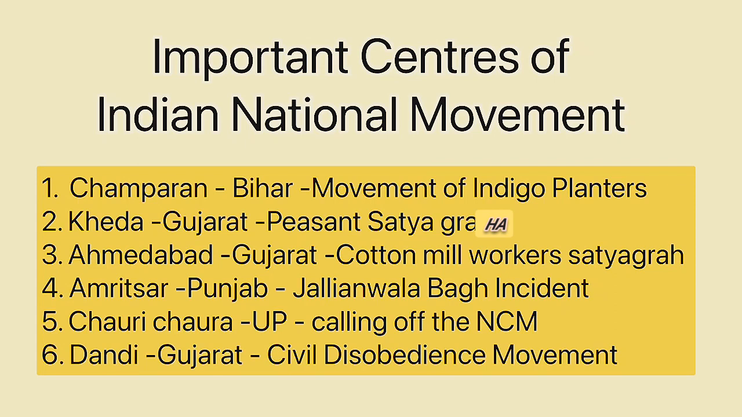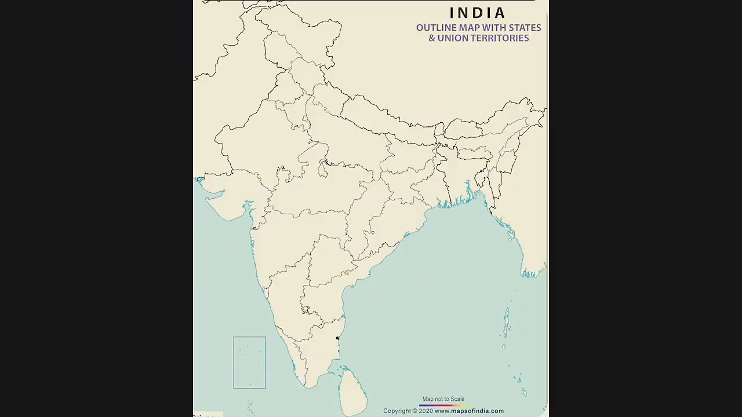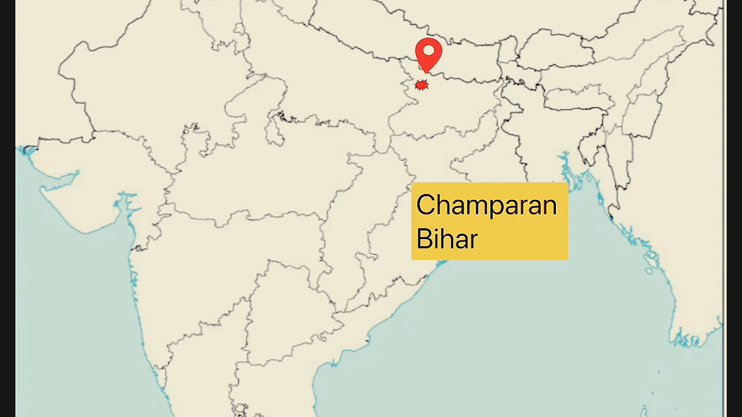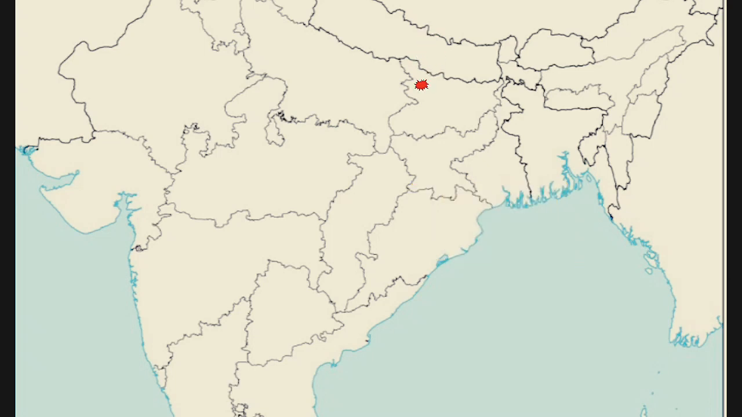Hello students, in this video let's learn important centers of Indian National Movement. The first one is Movement of Indigo Planters. You should mark Champaran. It is in Bihar, in the west side. So here you should mark Champaran. It is related to Movement of Indigo Planters.